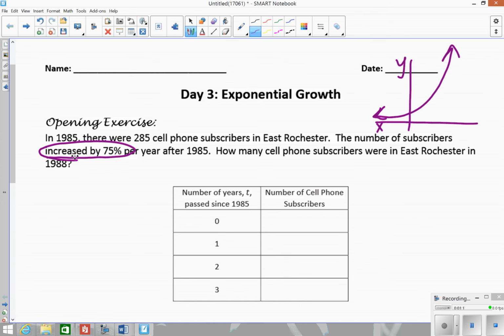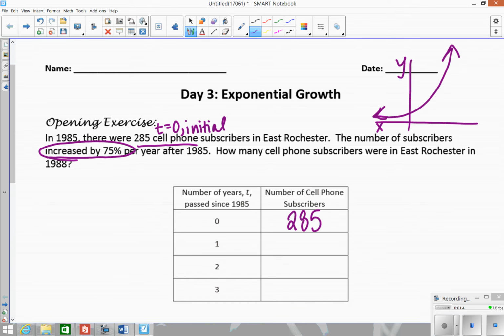So initially in 1985 is when we're starting this, so that's when t equals 0. There were 285 cell phone subscribers. So this is when t equals 0. This is the initial. So let's go ahead and fill in this table. So this is going to be 285. Then each year is increasing by 75%.